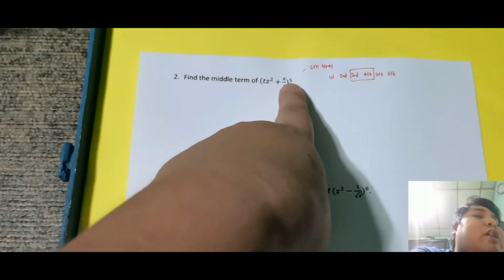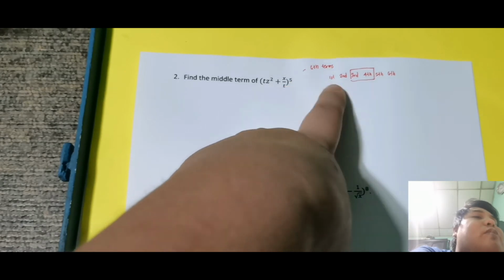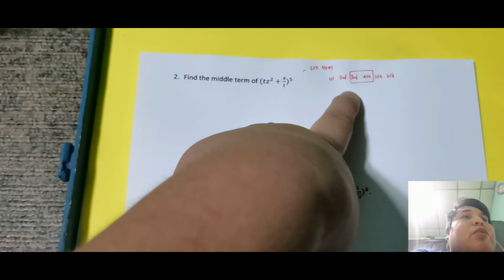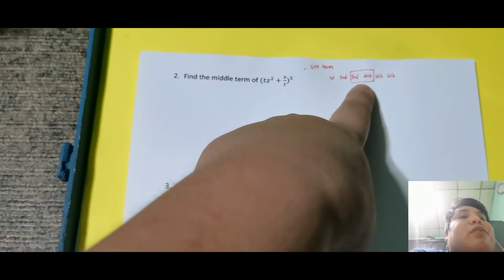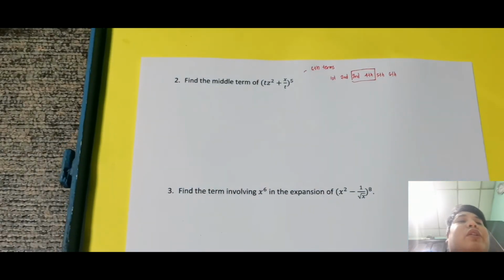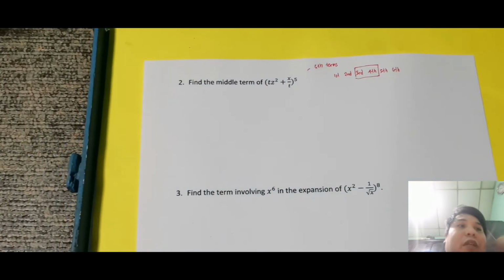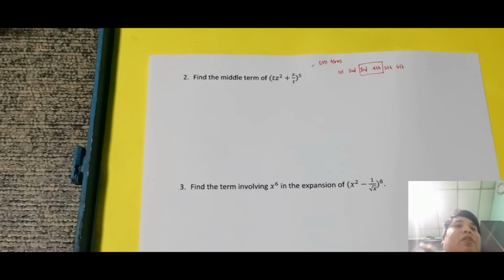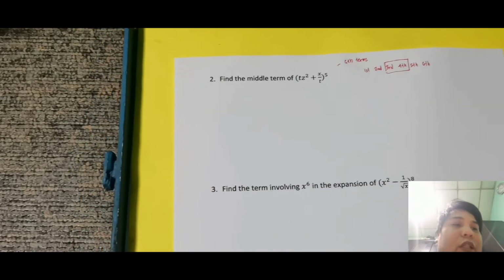So pag yung n natin is even, yung terms natin is odd. So meaning isa lang yung term doon. Pero since ito, dalawa yung nahanap, so kukunin natin yung third saka fourth term. Tapos i-add natin yung sum nila dalawa. Yun talaga yung kukunin natin. Yung third saka fourth term. So dalawa solution natin, no.